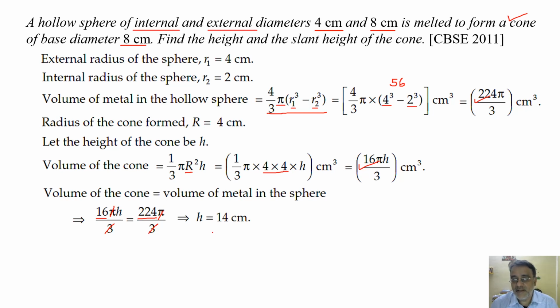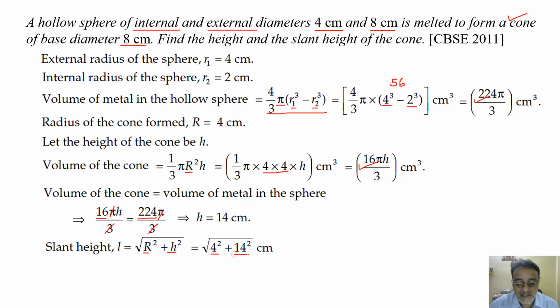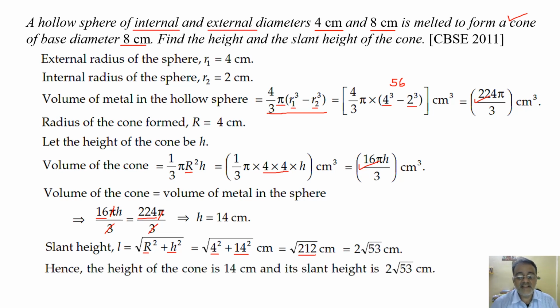Now we got the height. Now we need to find slant height. So what is the formula for slant height? l square is equal to h square plus r square. Very good. So slant height is root over r square plus h square. So r is 4, 4 square plus 14 square. So 16 plus 196, 212. So 212 we can write as 53 into 4. 53 is not a perfect square. So 2 root 53 centimeter. So this is the final answer. Height is 14 centimeter and slant height is 2 root 53.